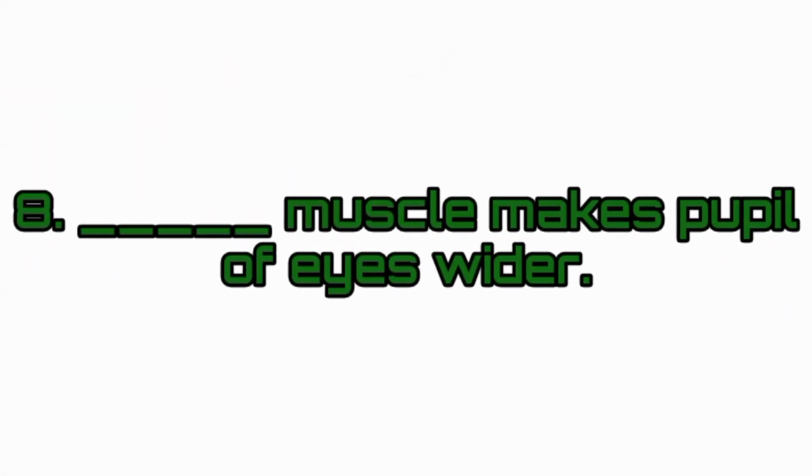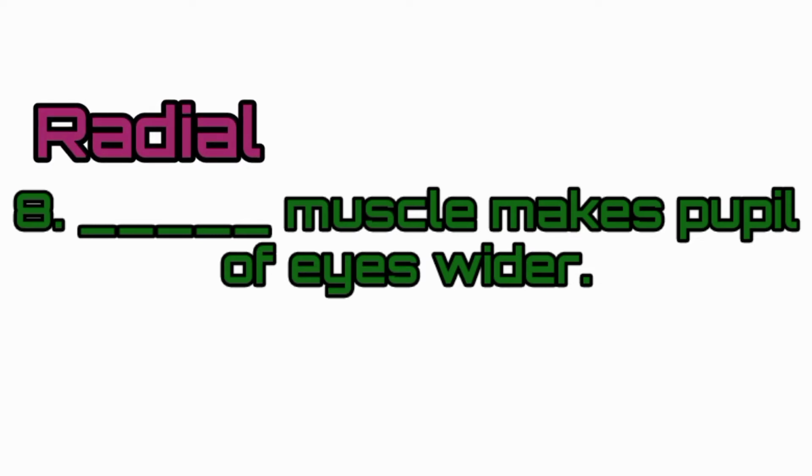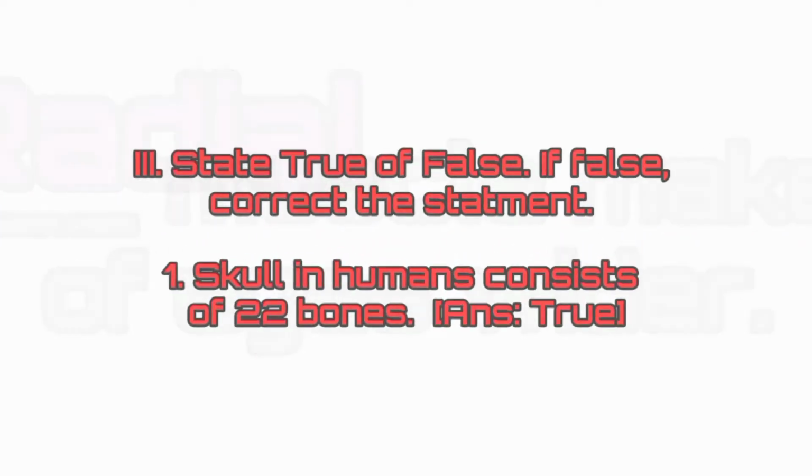Dash muscle makes pupil of eyes wider. Answer: radial. Radial muscles make pupil of eyes wider.